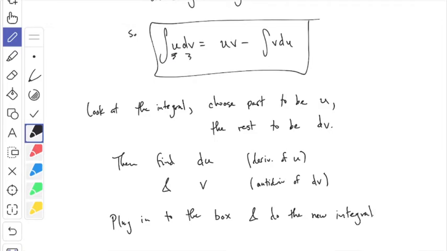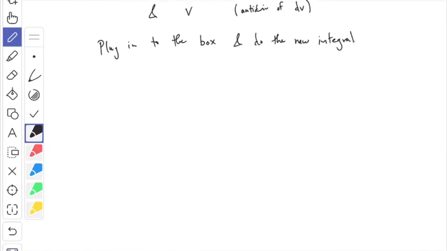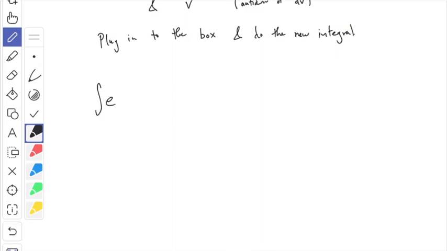So let's try some examples. I'm going to start with a simple one. This is the classic example of integration by parts. Integral of x e to the x dx. The classic.